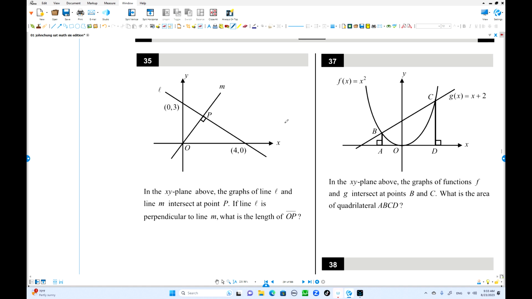Okay, what is the length of OP? This is OP, right? This is a right angle, this is a right angle. This is a right triangle, so you can use proportionality. The length of this side is 3, this side is 4, and since this is a right triangle, the hypotenuse is 5.